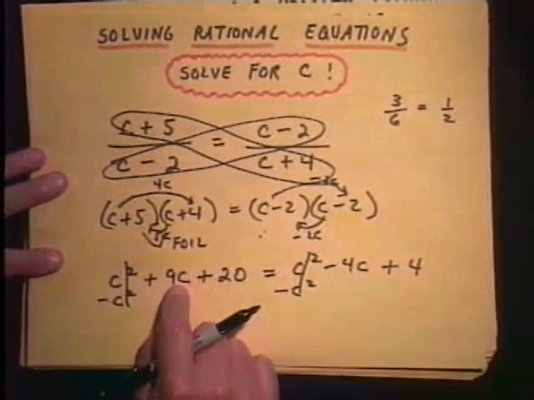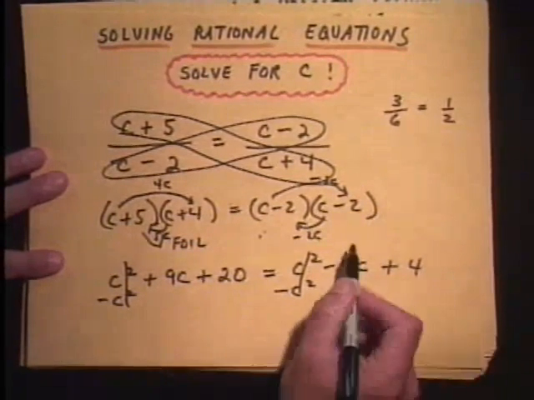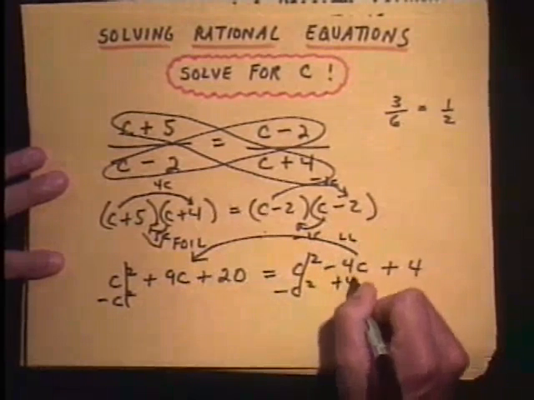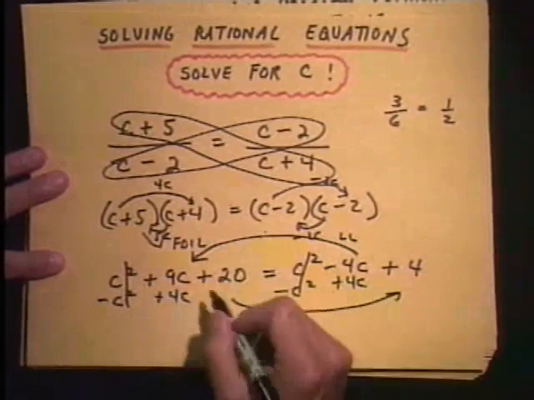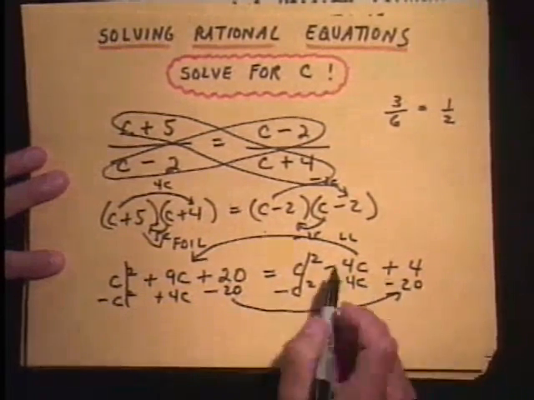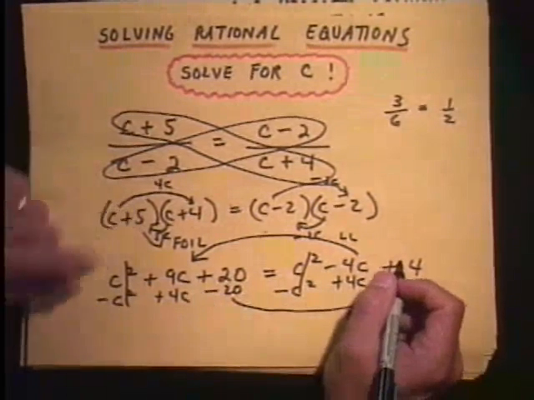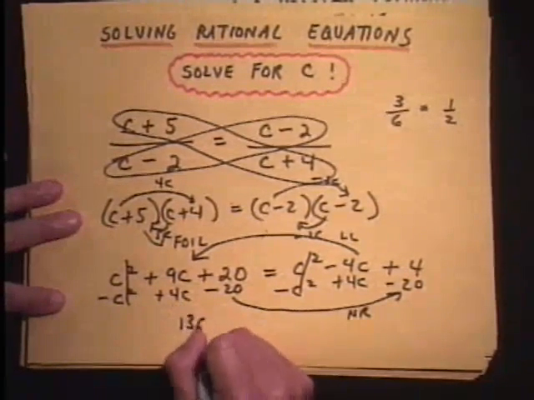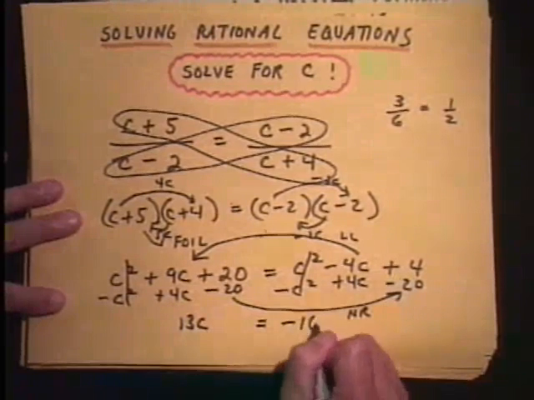All right, so 9C plus 20 equals negative 4C plus 4. We'll go ahead and bring the letters to the left by adding 4C to both sides. And we'll take the numbers to the right by subtracting 20 from both sides. So y'all remember the old LLNR, letters left, numbers right, to get the answer when there's only one variable involved. So 9C plus 4C is 13C, equals 4 minus 20, which would be a negative 16.